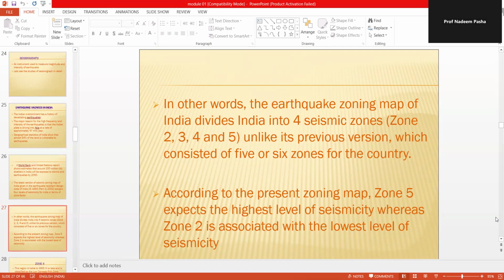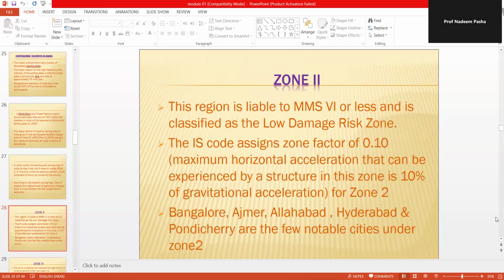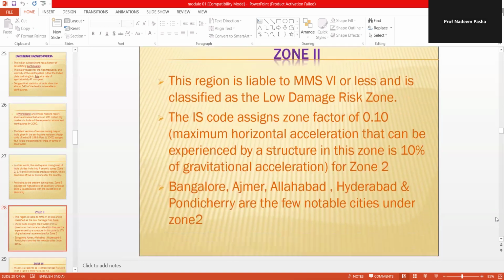According to the present zoning map, zone 5 is the highest level of seismic area, whereas zone 2, in which we are lying, is the lowest level of seismicity. So what are the regions that come under zone 2? That is Bangalore, Ajmer, Allahabad, Hyderabad and Pondicherry. As we know, we are in zone 2 only.